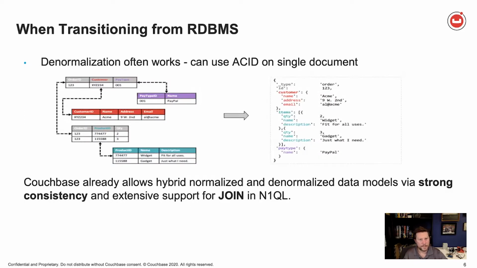Now, one of the things that sometimes happens is people are transitioning from relational databases to Couchbase. And denormalization often works. You can often take what was represented as multiple tables in a traditional relational database and then just turn that into a document within Couchbase. And then you get, or keep, I should say, the majority of the properties that you had from ACID in that relational database still against the document itself. So this way you can have either normalized or denormalized data within Couchbase as you make that migration.